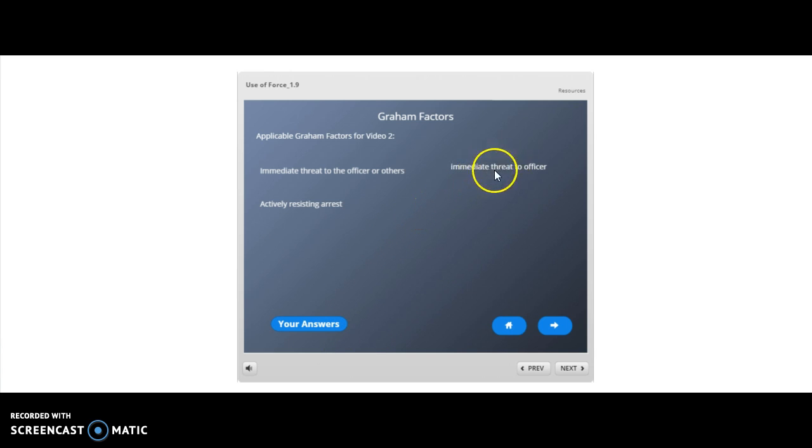So maybe I'll correct the data set to include, because I left out to the officer, and I am only able to put in 10 options. So this is the full version. There's other, I put immediate threat to the officer. So I'll work on that a little bit, but anyway, you get the gist of it.